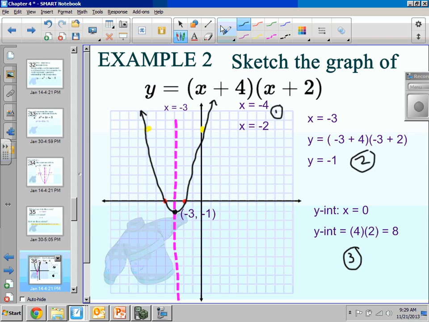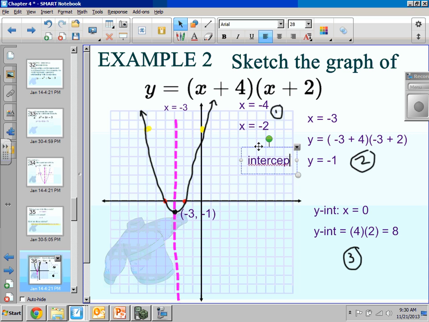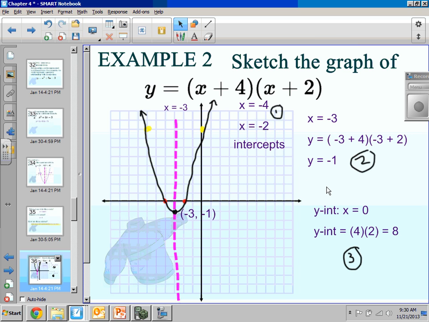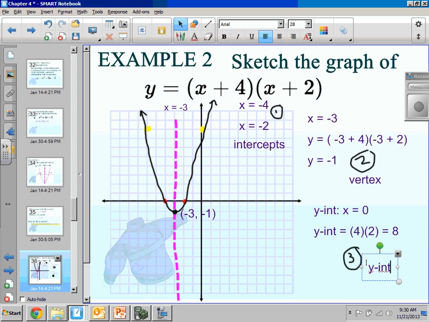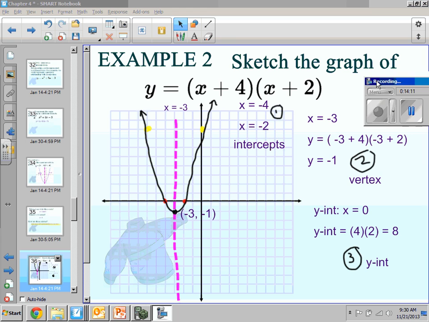So in conclusion, intercepts, vertex, and then the y-intercept, because the y-intercept just gives us a little more information to draw a good graph. Intercepts, vertex, y-intercept. Let's do another one.